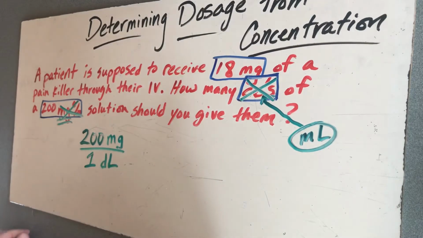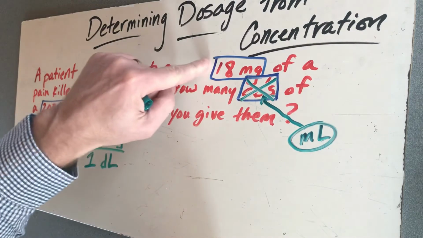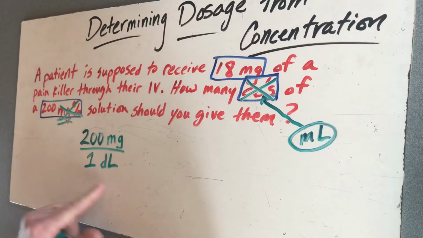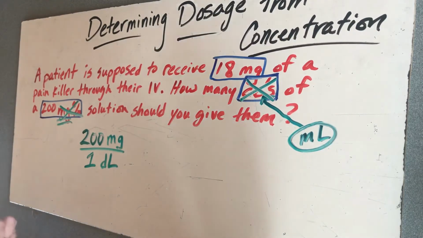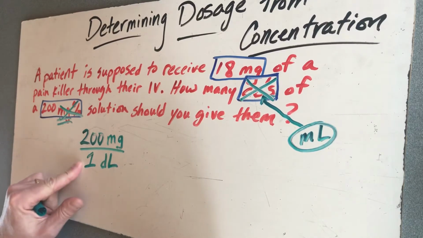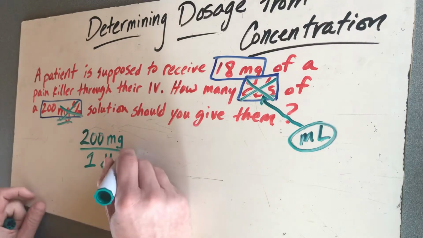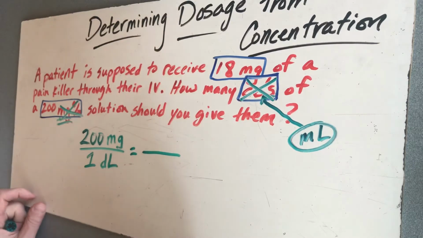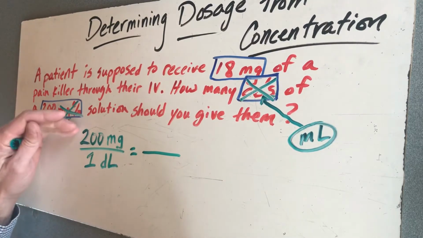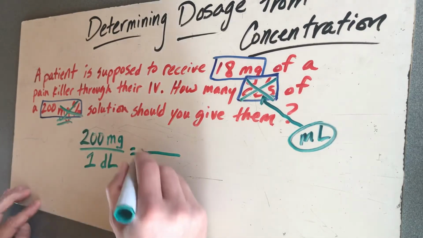So there's actually a number down there. We don't write it all the time, but there is a 1 there. 200 milligrams in every 1 deciliter. I only want 18 milligrams, so I'm going to need a lot less than 1 deciliter. So think about this. This is a proportion. If there's 200 milligrams in every 1 deciliter, I'm just going to draw a little bit out to get the 18 milligrams that the patient needs. So I'm going to set this up. Milligrams on top, deciliters on the bottom.